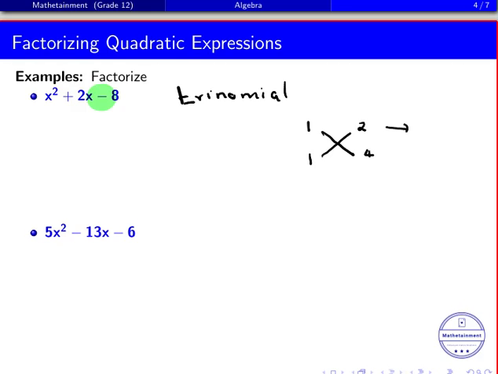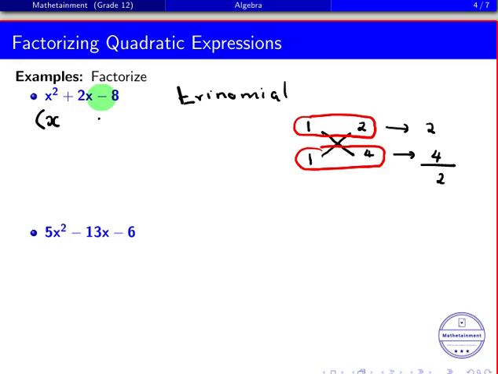1 times 2, I'm getting 2. 1 times 4, I'm getting 4. And when I subtract those 2, it drops down to 2. Hence, my factors are as follows. This is how I collect my factors. 1 goes with 2, and 1 goes with 4. Remember, the factors on your left-hand side, you suffix them with x. So here, I have x going with 2, and I have x going with 4.